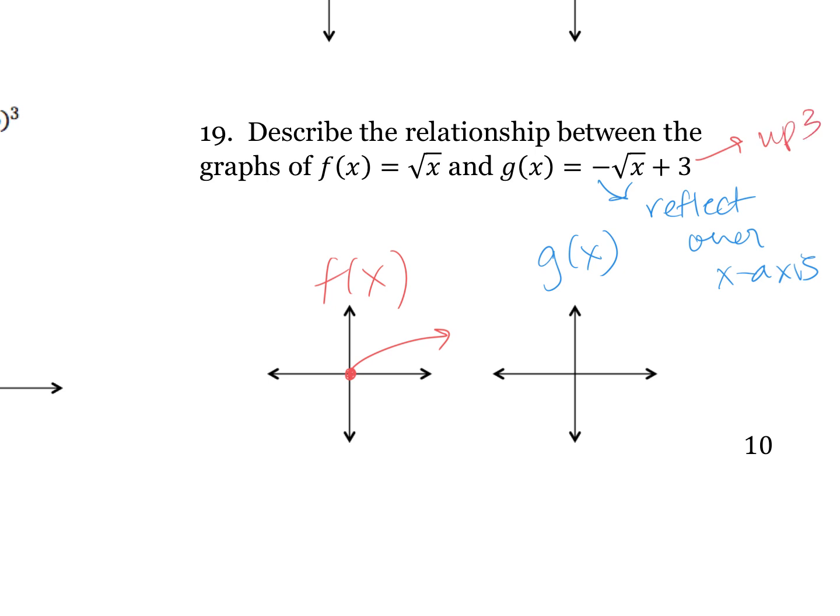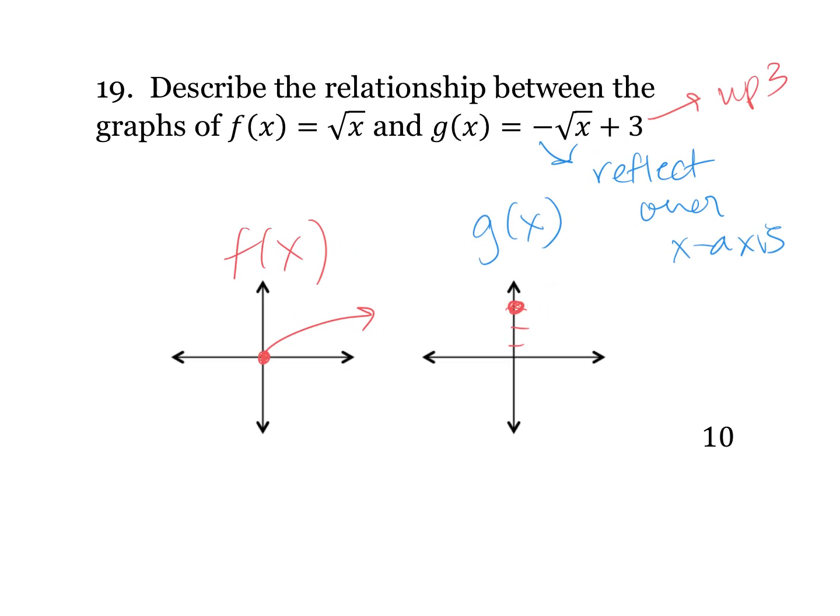So what I want then is that origin is going to go up 3. So I'm going to draw that new little point there. And then instead of going up, you just said it's going to be reflected. So it's going to be like this. It's going to be opening up instead of down.